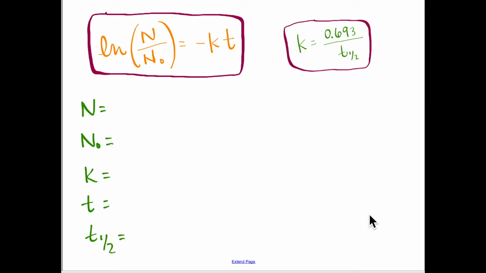Here are the equations that we're going to use to solve problems having to do with the half-life and decay of a radioactive sample. It doesn't matter what kind of decay is going on here. What matters is how much of the sample there is and the half-life of the specific sample.